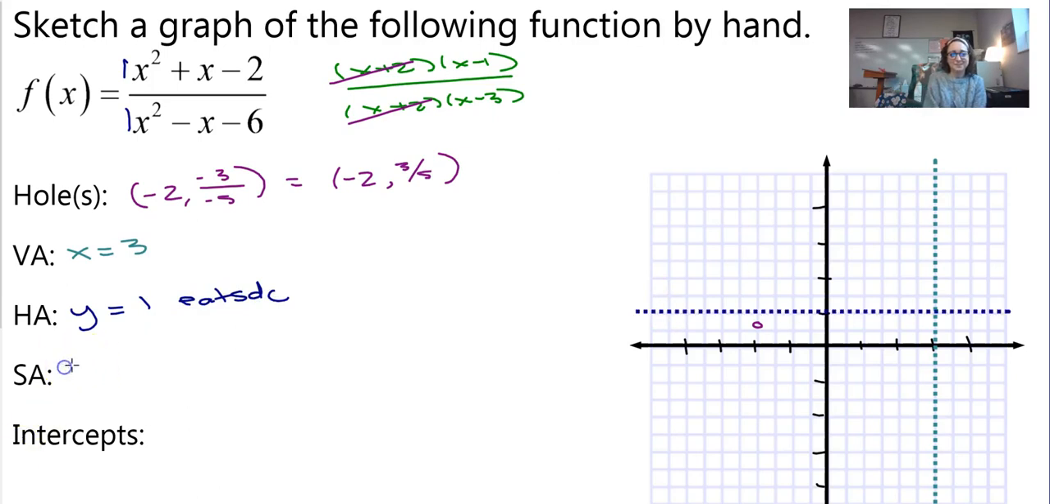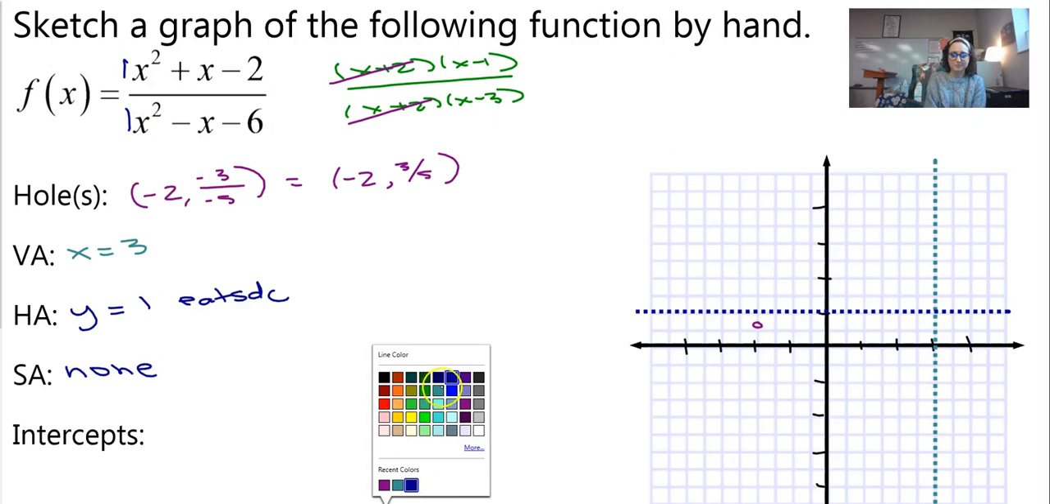All right, slant asymptotes, this would be none. If I have a horizontal asymptote, I can't have a slant asymptote. But remember, a slant asymptote occurs when the degree of the numerator is how much more than the degree of the denominator? It is 1 more, and in that case, you're going to divide. Typically, you can use synthetic division, and you'll just take the quotient, ignore the remainder, and that will be your slant asymptote.